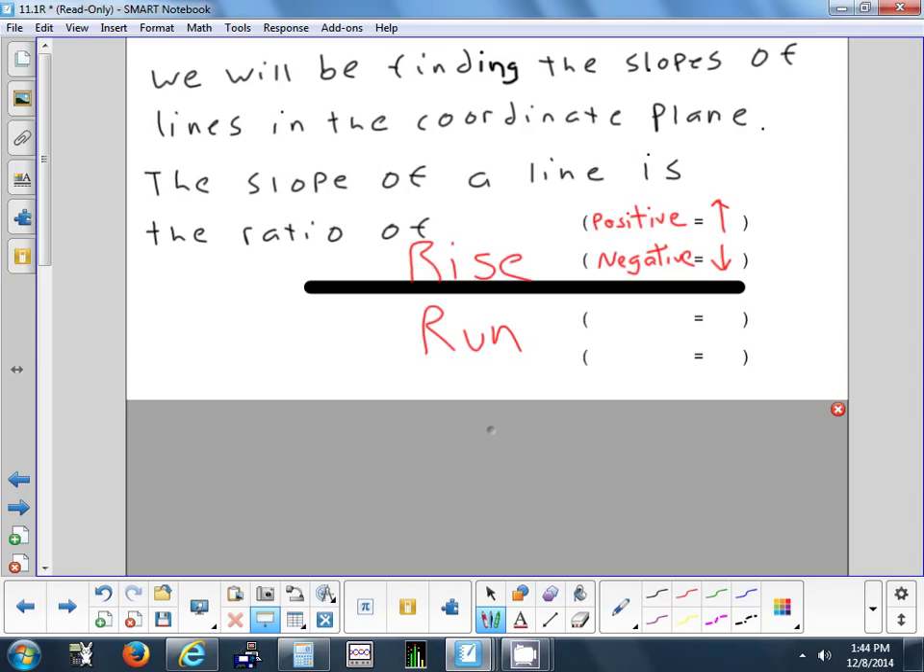All right? Then we got the run. Same 2 words I'm going to write. Positive, negative. Now, for my run, if my run is positive, I'm going to go to the right. Good, Kayla. I'm going to go to the right. That's not a great arrow, but go to the negative, and go to the left. Perfect. All right, so that's my rise and run.